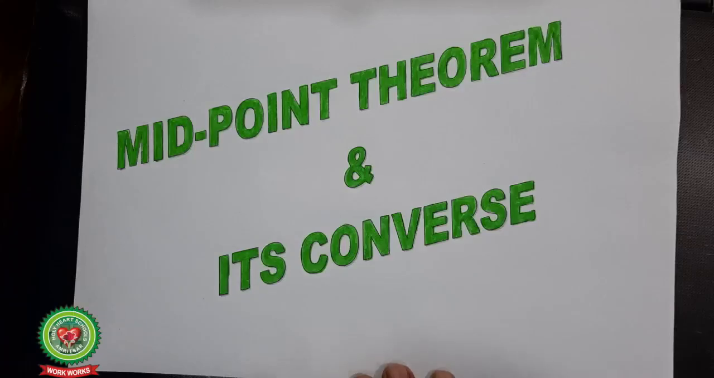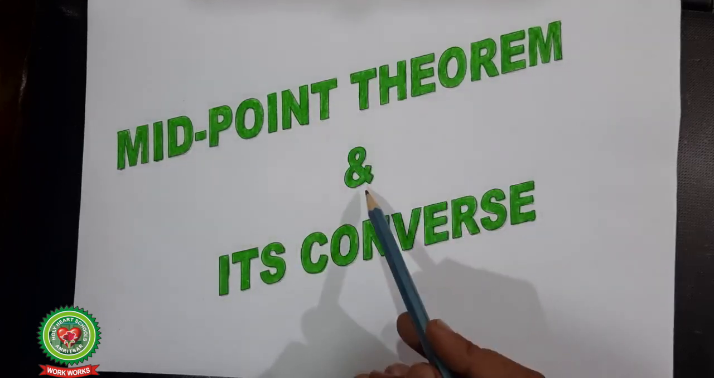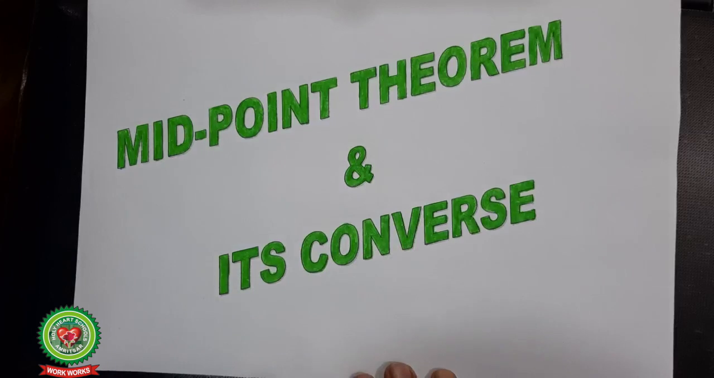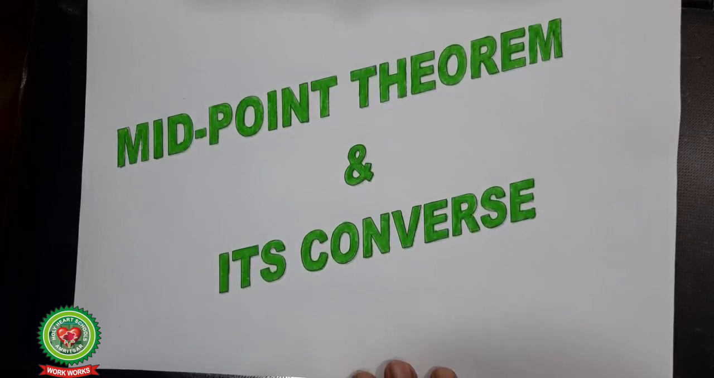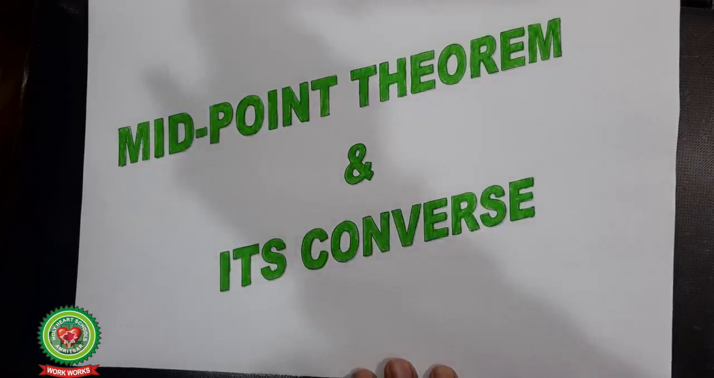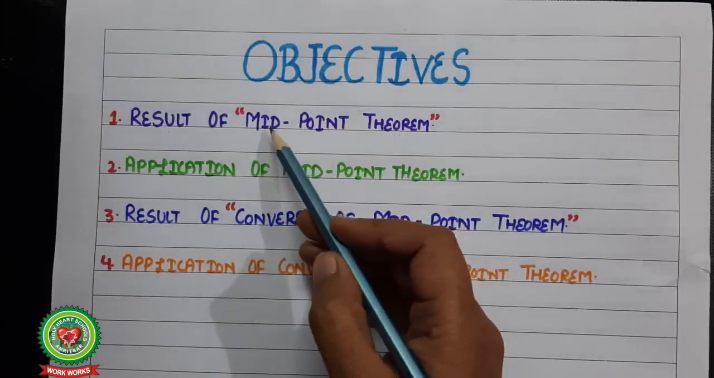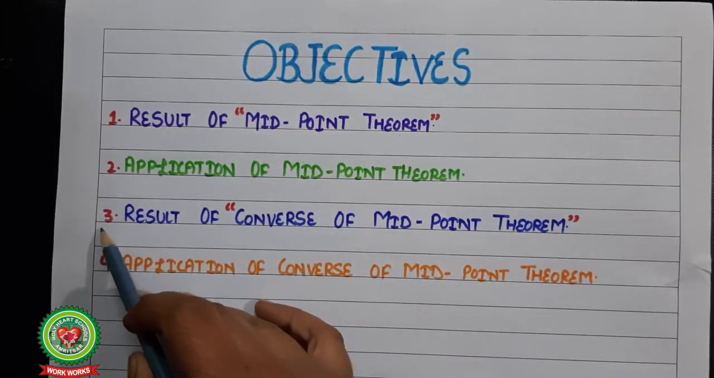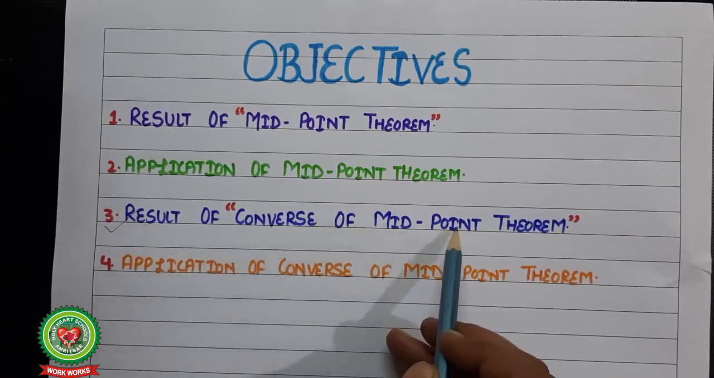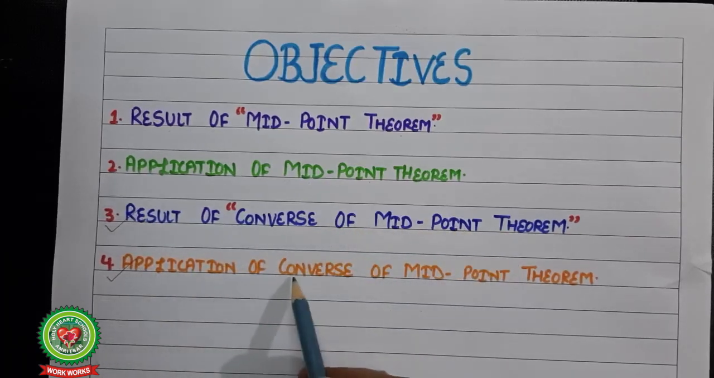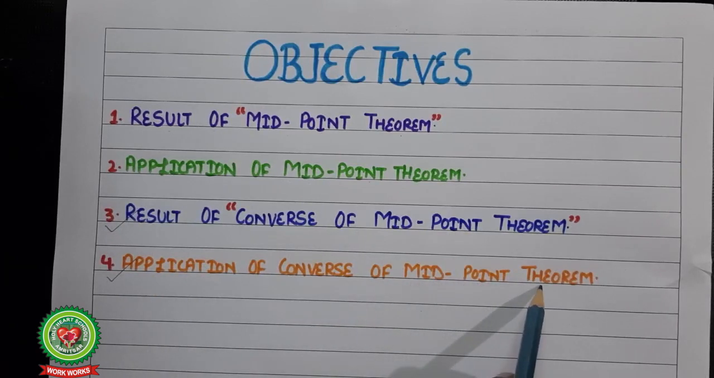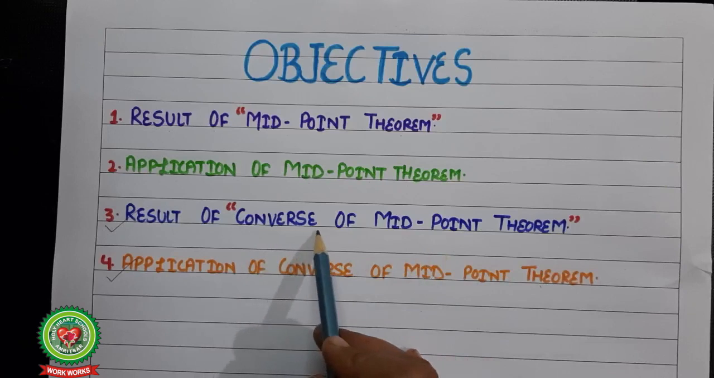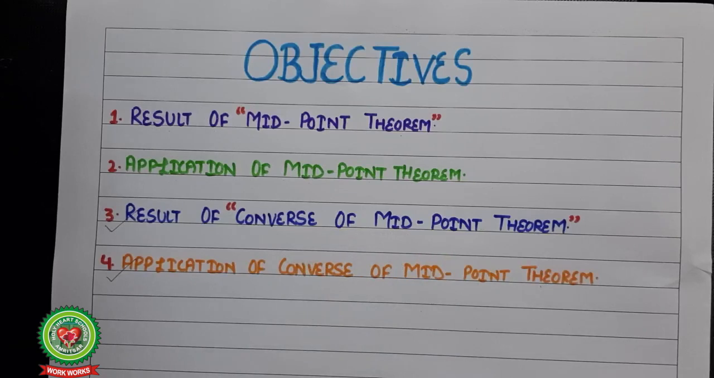Students, in today's maths class, we will discuss the next types of the topic, midpoint theorem and its converse. First of all, we will discuss the objectives of today's class. So far we have done the first two objectives. Now today we will discuss the next two objectives, that is, the result of the converse of midpoint theorem and the application of the converse of midpoint theorem. First we will do the result, then we will do one question related to the converse of the midpoint theorem.